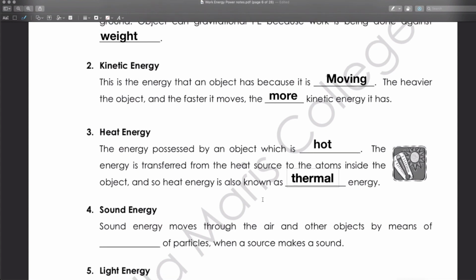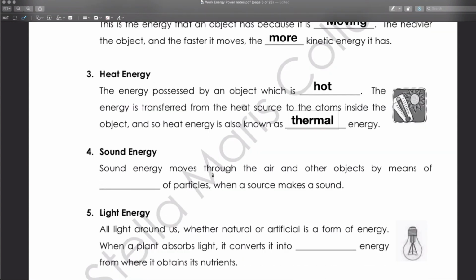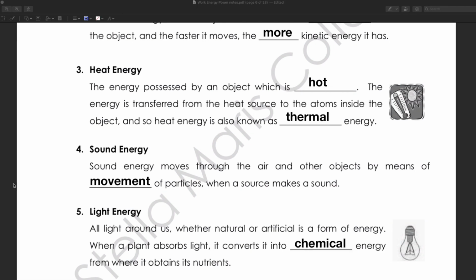Next type of energy, sound energy moves through the air and other objects by means of movement of particles when a source makes a sound. We'll be learning more about sound in later topics. But basically, a sound is simply a vibration in air, for example.